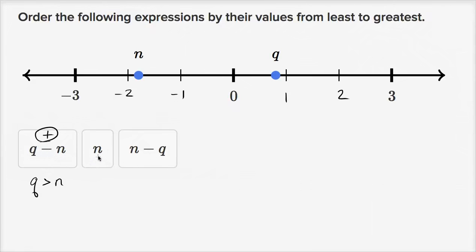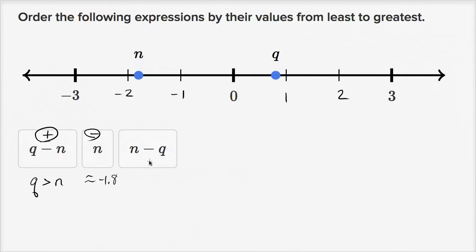Now we have n. n is a negative value. It's a negative number between negative 1 and negative 2. It looks like it's approximately negative 1.8. We don't know for sure, but if we just eyeball it, this thing is negative, and it looks like it's approximately negative 1.8. Now what's n minus q?